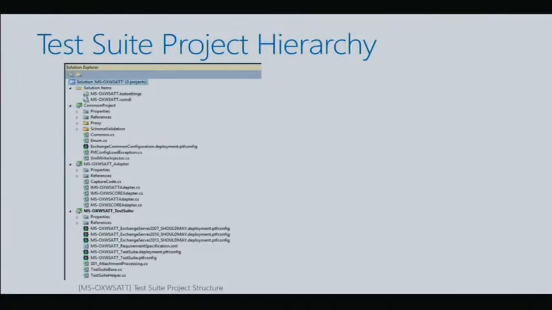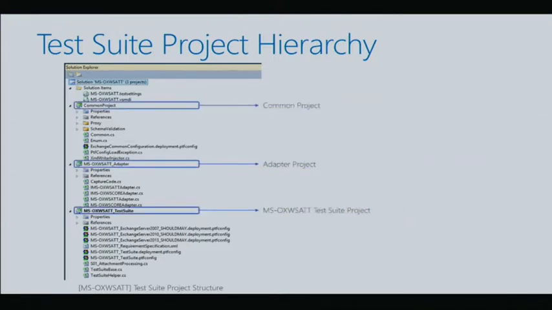Before that, I want to just give you some information about the project hierarchy. Any test suite will have a similar project structure, and we'll have three projects. One of them is the common project, which contains source that is common to all the test suites in the package. The next is the adapter project, which contains source for the adapter, both protocol adapter and SUT control adapter, and the test suite project. The test suite project contains the test cases source code.